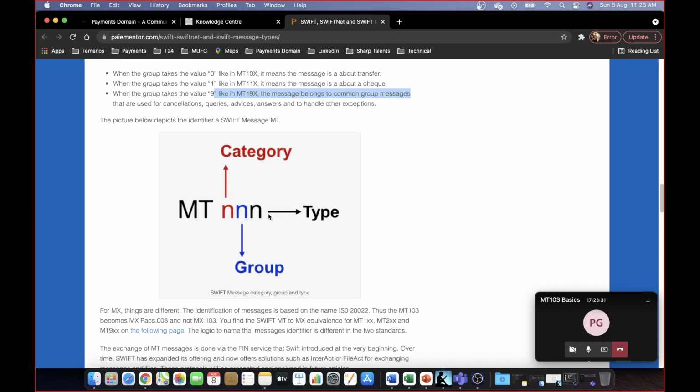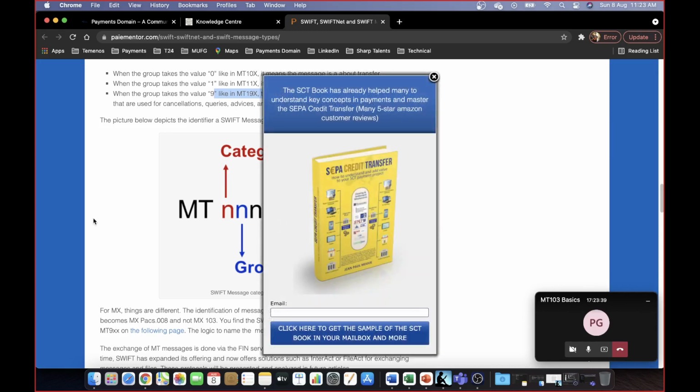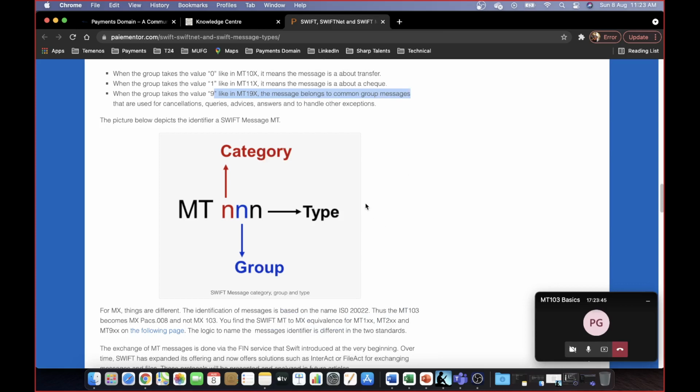110 is for check related message, and 191 is for claims and so on. So I mean, we are not going to get deep on this. Just wanted to give you an idea on what the naming convention stands for.